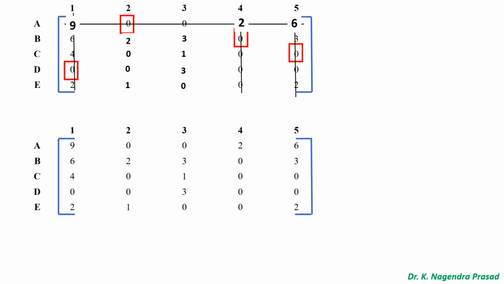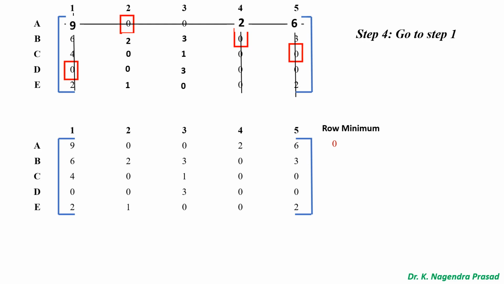This is the modified cost matrix, and next we will go to step 4, that is, go to step 1. So once again we have to repeat the same procedure. First we will do the row reduction. For this, identify the minimum value from each row.